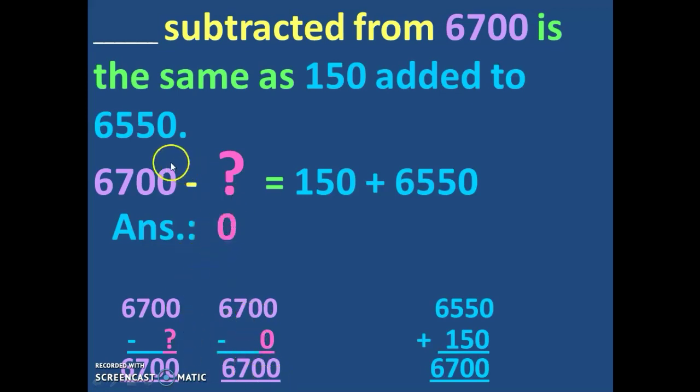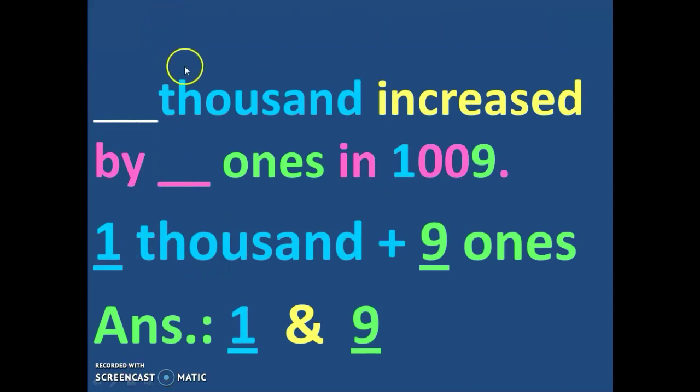Or when 0 is subtracted from any number, you get the same number. So here 6700 means the other side also will be 6700 only. So that will give you the answer 0 over here. This question mark will become 0 and our answer also will be 0. This is the sum. Okay. Yes. Now next one. This is also another sum.